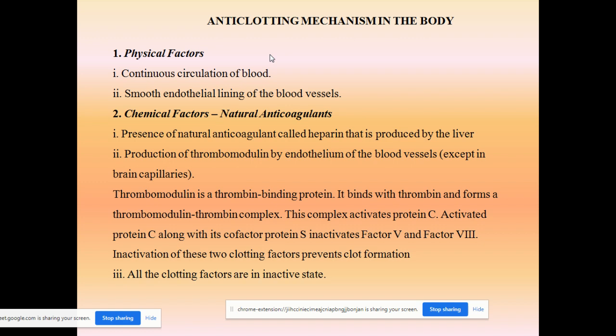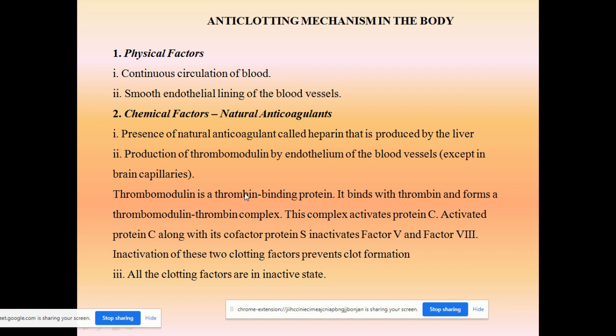Next one, the chemical factors. So what are the chemical factors? I told you, just like heparin, there are many natural anticoagulants present in the body, called heparin, which is produced in the liver. Next one, the thrombomodulin. It is produced by the endothelium of the blood vessels, except, you know, blood capillaries. So the thrombomodulin is a thrombin binding protein.